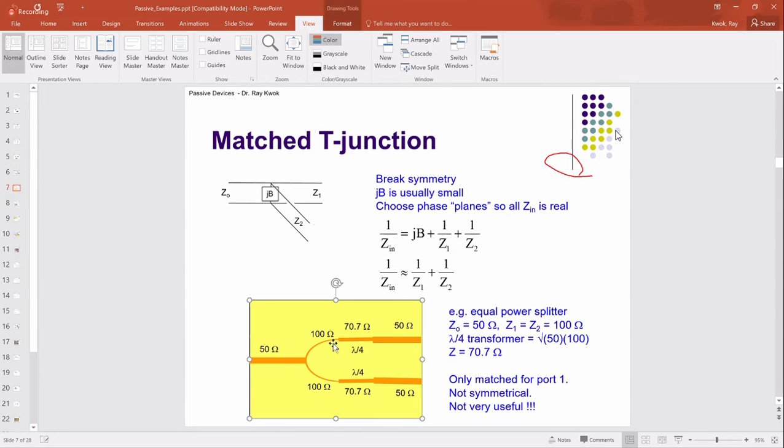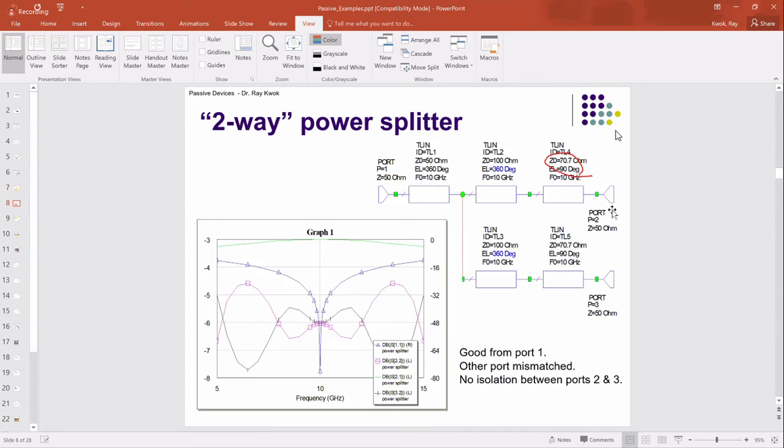Because this is 100 ohms. 100 ohms comes in from the 50 main branch. If I want this to match, this 100, 100, 100, 100, 100 in parallel to make the 50. So if you build this in AWR, you name them 3-port network.